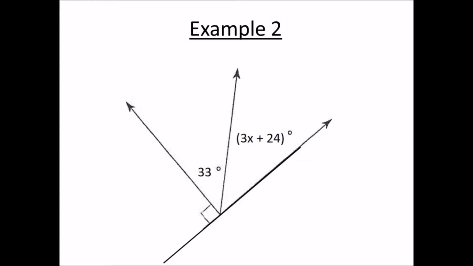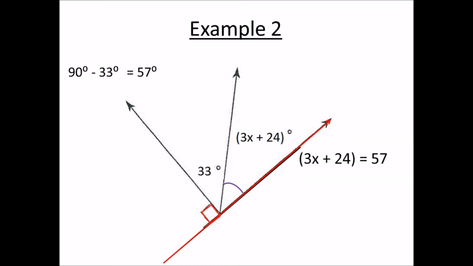Now let's look at example 2. Similar to example 1, we're figuring out what do we know? We know this is a straight line, so it equals 180 degrees. We also know there's a little box right here that says that that is equal to 90 degrees. So that means the sum of these two angles right here will have to equal 90 degrees. And then I know this part right here is equal to 33 degrees. So then I can take 90 degrees minus 33 degrees, and that's going to give me 57.